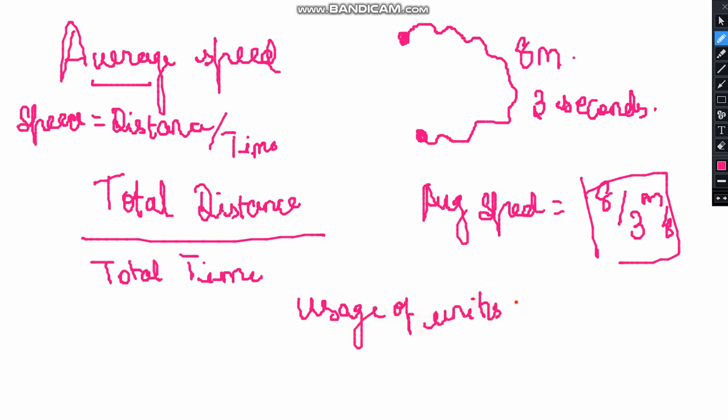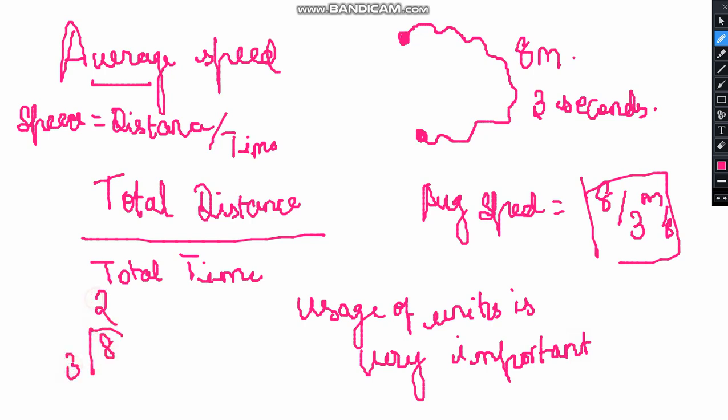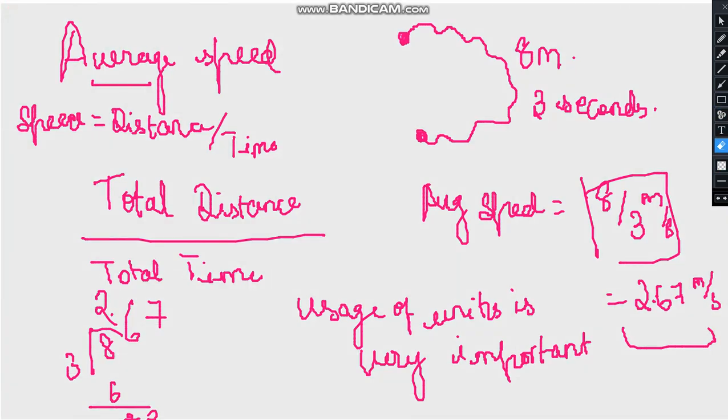Usage of units is very important, mainly for JEE. So 8 by 3 is basically 2.67 meters per second. This is the average speed, which is very important for us to understand. Now we will deal with average velocity. This is also one of the most important concepts.